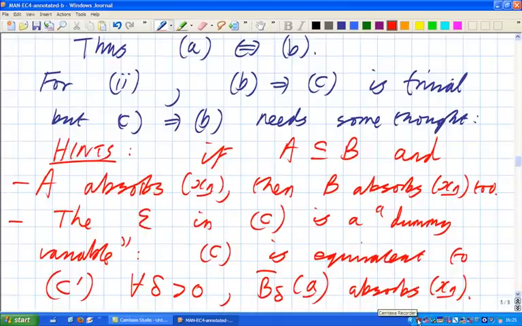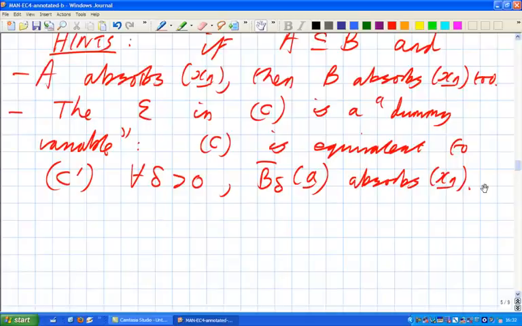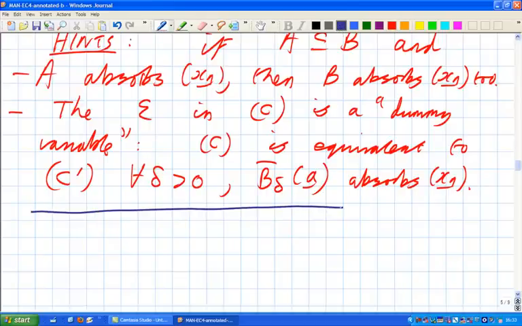So I'll pause the recording there. So you've now had a go at that, and I think you've seen some of the issues that come up. I think that many of you are now happy with B implies C, and have seen that C implies B needs a bit more work. So let me just point out why these things are true then.